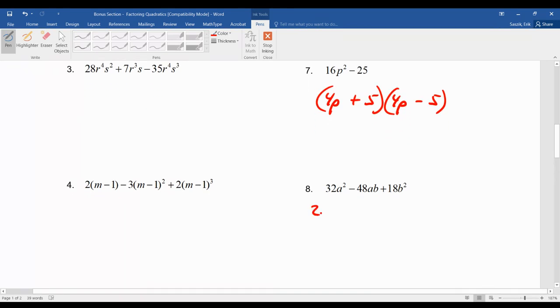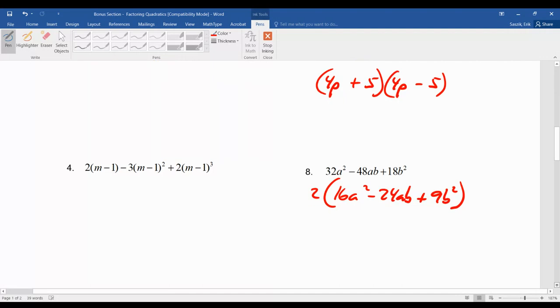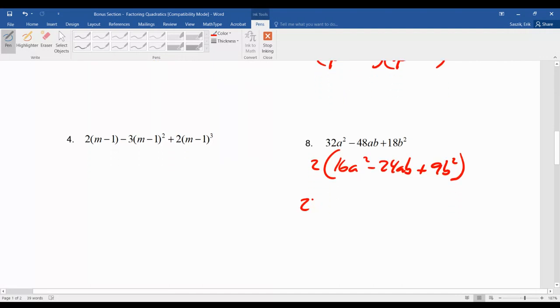Again, GCF always. So this would be 16a squared minus 24ab plus 9b squared. Now, what I tell my algebra students when they see this is it doesn't always work, but if you see a trinomial like this with perfect squares on the ends, go ahead and try those square roots first. This is why we have pencils with erasers. But sometimes it doesn't work, but a lot of times it does.